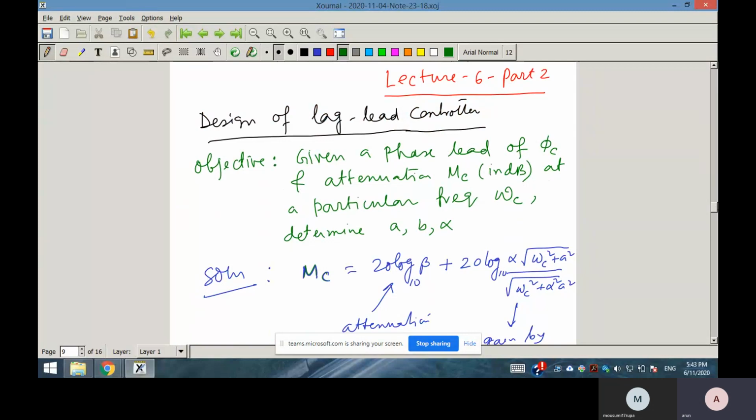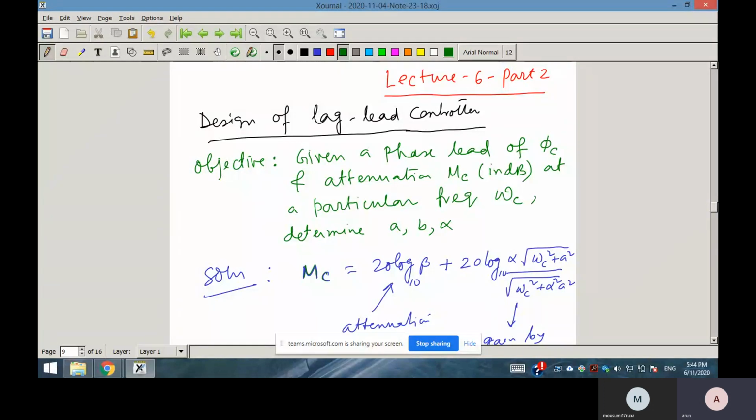So lag or lead part. So using lag, lead, or lag lead, the phase margin part can be met. But if you want to make omega c fast, that means higher omega c, then you have to use lead. If you want a much lower, slow system, slow gain crossover frequency, then you can use lag. And if you want to trade off, if you want a gain crossover frequency in between, then you have to use lag lead. So that is the philosophy.